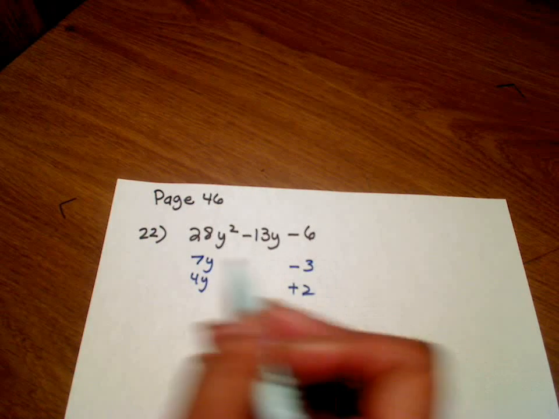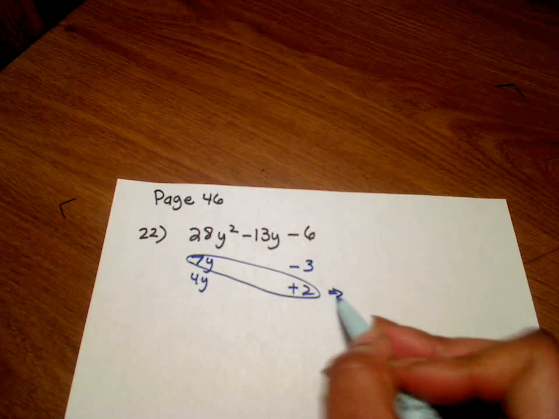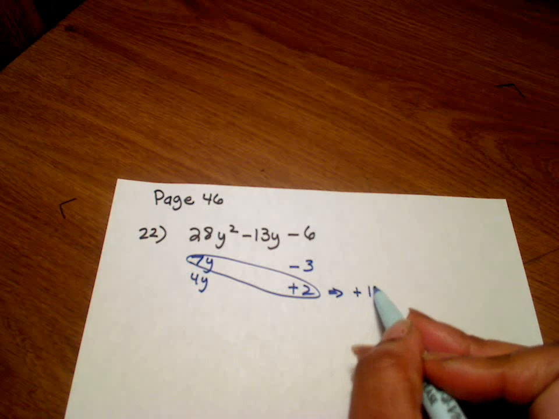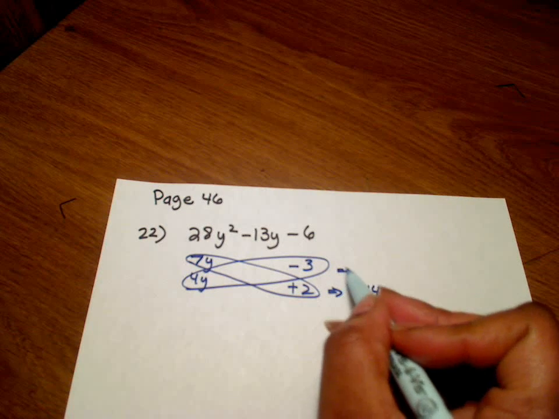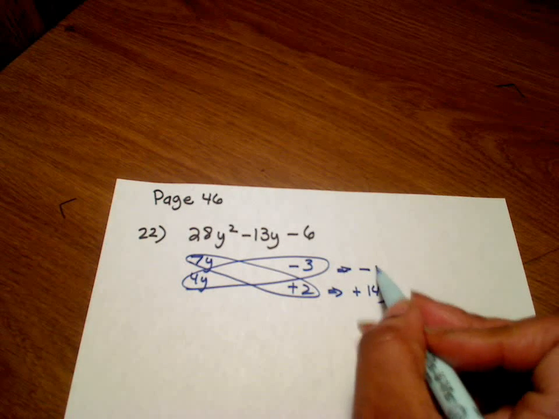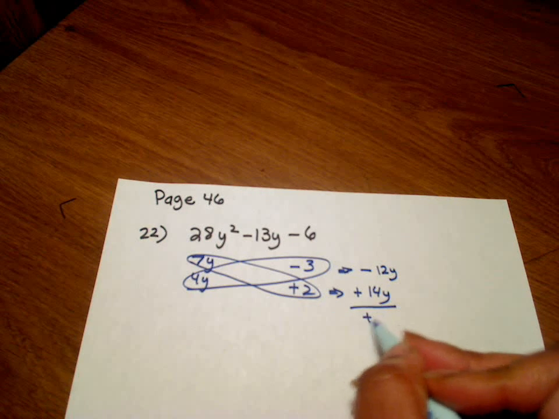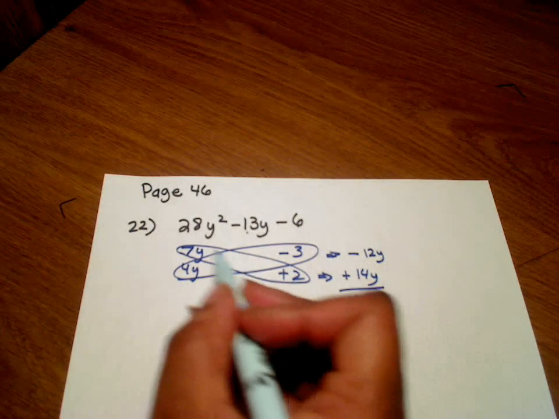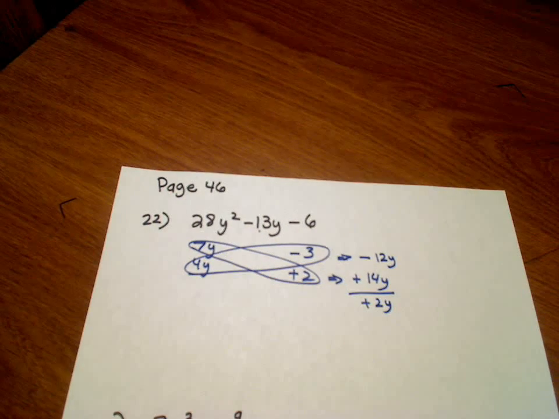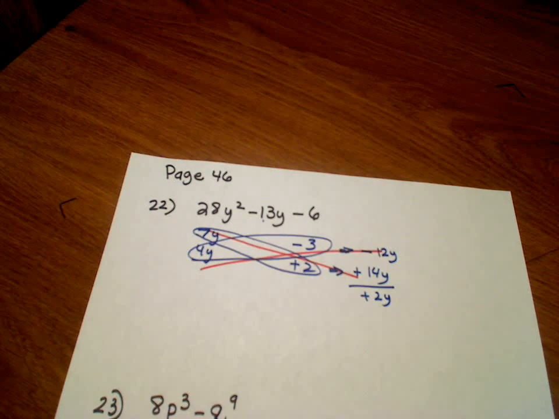Let's just check and see. When I cross multiply here, I end up with a what? Positive 14y. And when I multiply it here, I end up with a negative 12y. And when I add those together, I end up with a positive 2y, which is not the 13. So therefore, the combination that I came up with here will not work. So I'm going to have to start all over again.